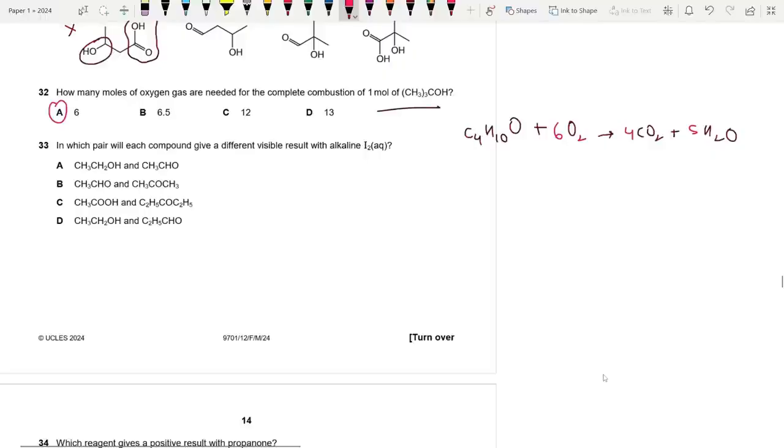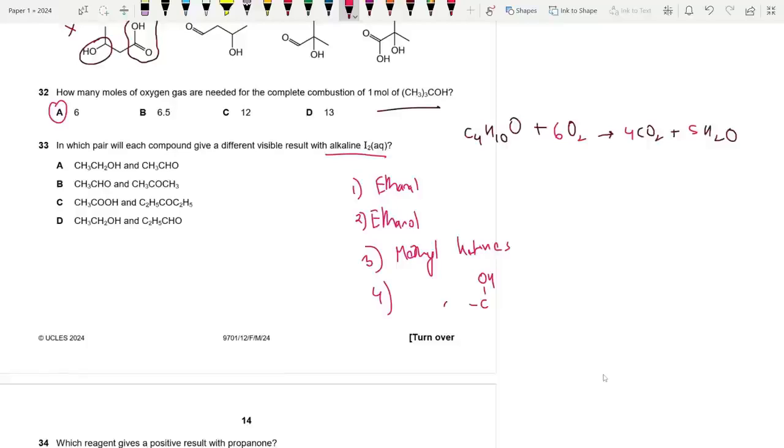In which pair will each compound give a different visible result with aqueous alkaline iodine? So the iodoform test. The iodoform test is positive for 4 types of compounds. Ethanol, we have methyl ketones and some secondary alcohols.